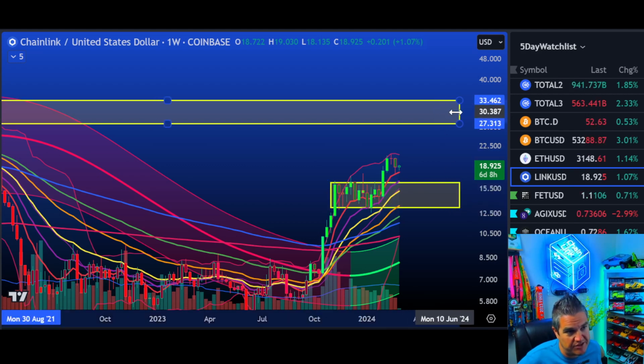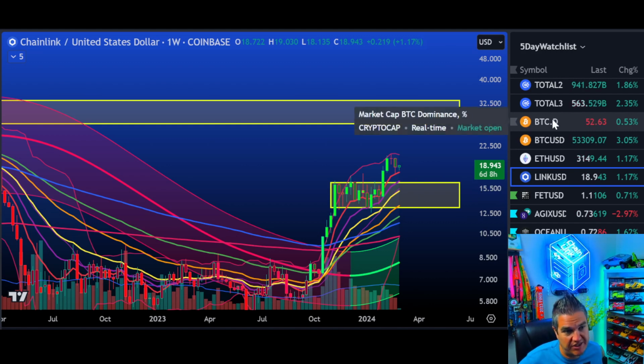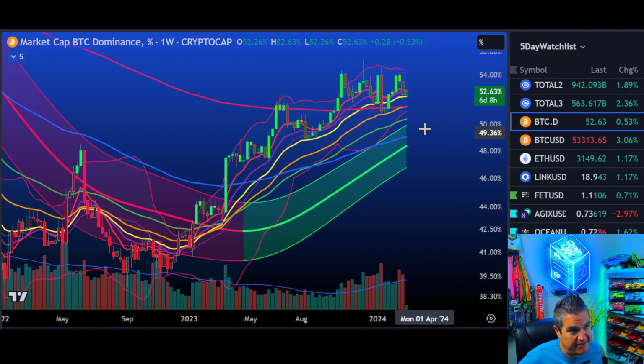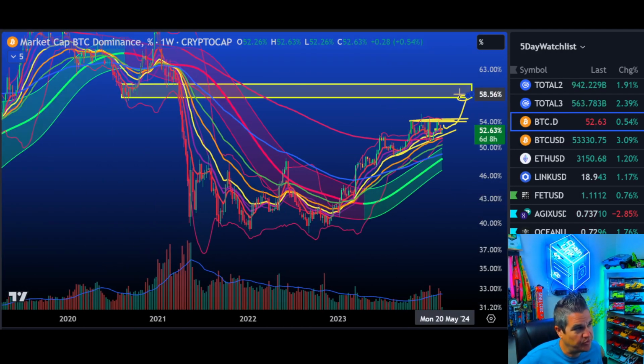We do need Bitcoin dominance to drop a bit, right? We're looking at getting under 50 for a real alt season. But Bitcoin dominance might go significantly higher. And what's significantly higher? We're looking at 58 to 60%. We looked at this earlier in our group, and we're looking at 58 to 60. If that happens, alts are going to take a back seat to Bitcoin, right?